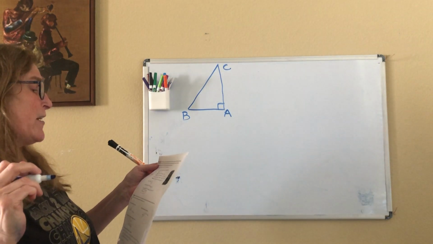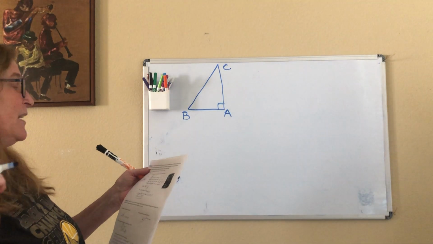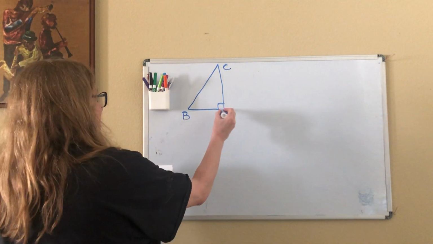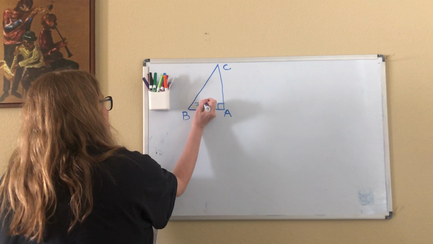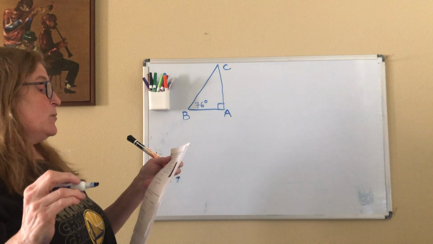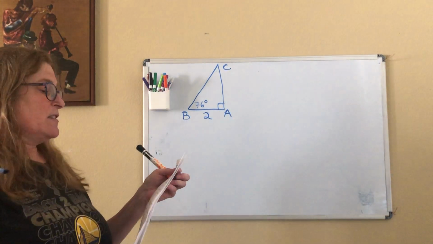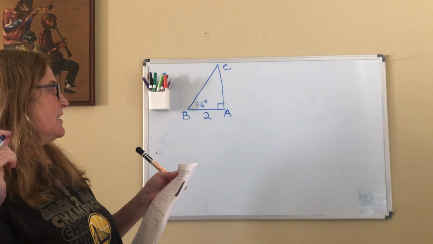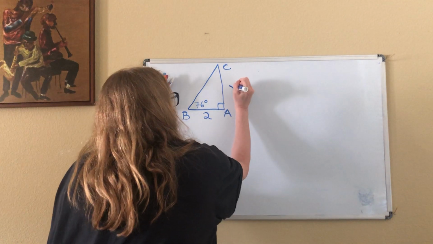Then it says you walk and measure an angle of 76 degrees between side AB and BC. Well, AB is here and BC is here, so this is 76 degrees. Then they say the distance between points A and B is 2 miles, and they want us to find how wide is the canyon between points A and C. So this is what they want us to find.